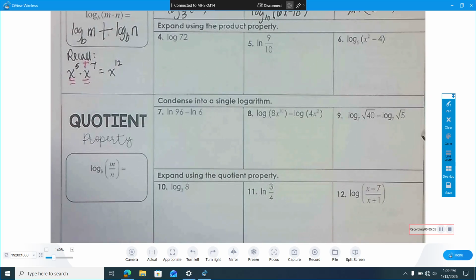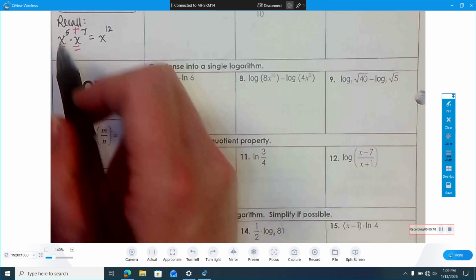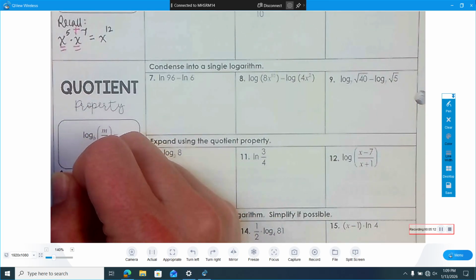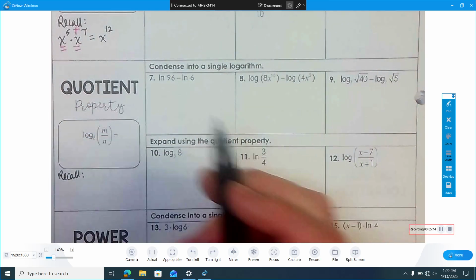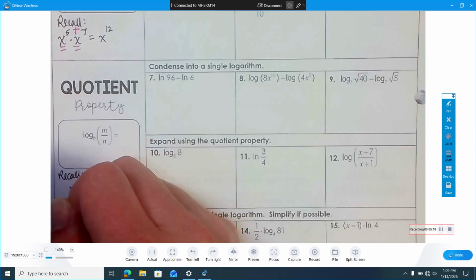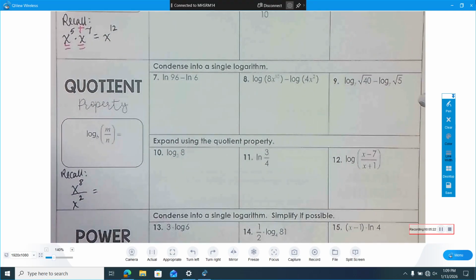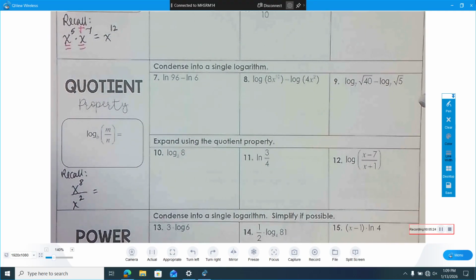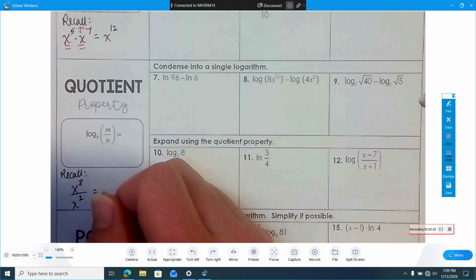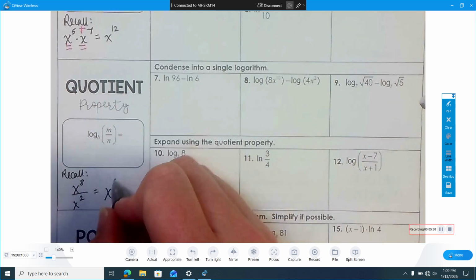The next property we have is the quotient property. And again, going back to exponents, quotient is division. So if I had x to the 8th over x to the 2nd, so I had a quotient, I had a division problem. What is x to the 8th over x squared? X to the 6th, yes.